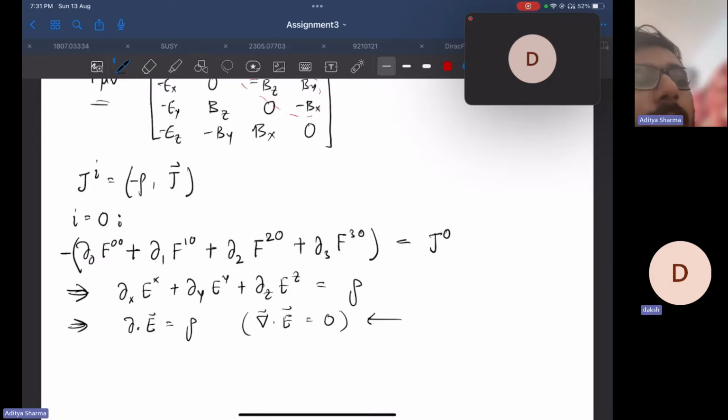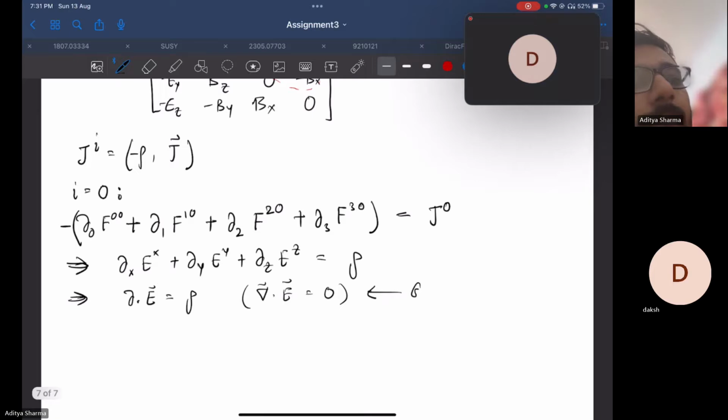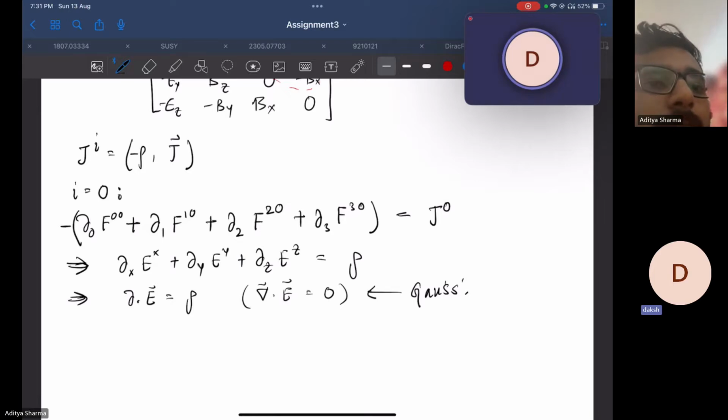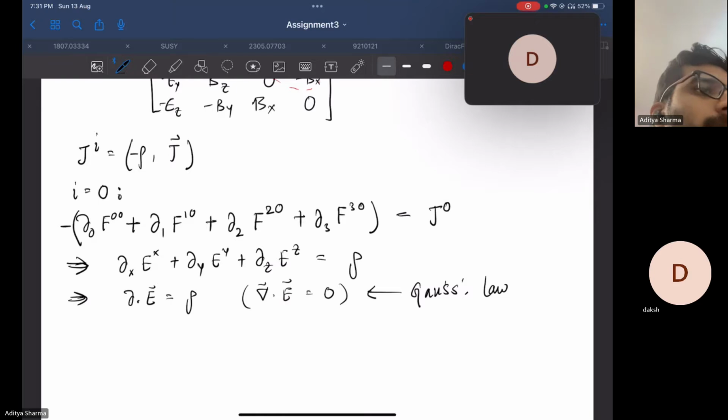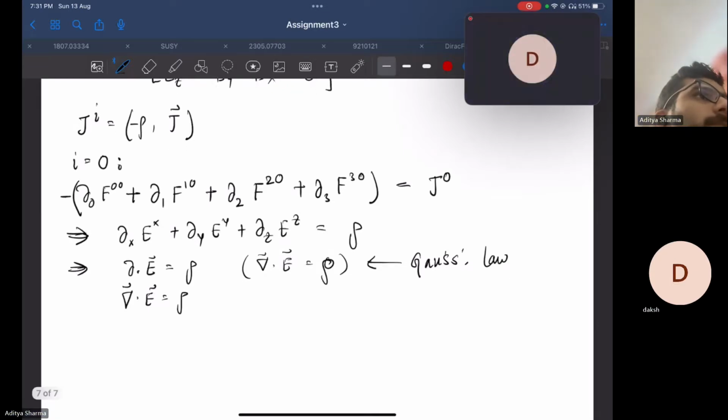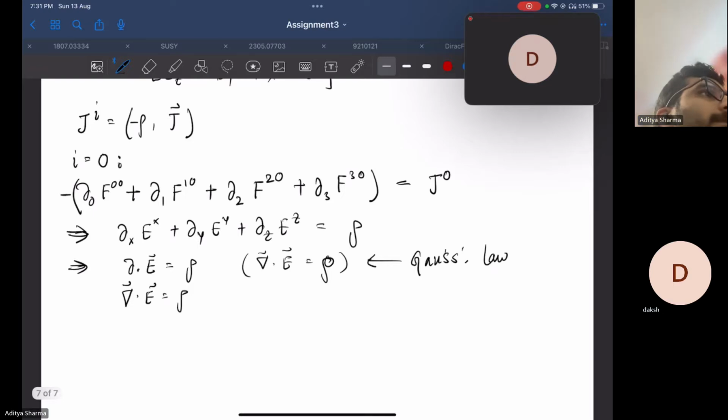So this is what? Which law? This is Maxwell's equation, Gauss's law, right? This is del dot E is equal to rho. Correct or wrong? Correct.